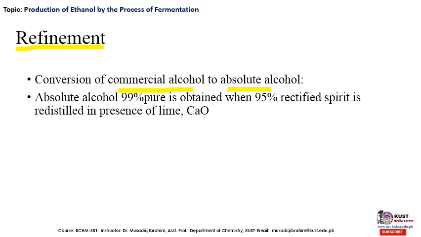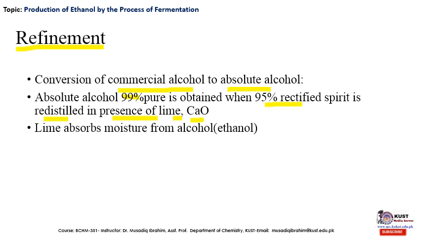So the absolute alcohol is 99% pure, and it is obtained by the process of redistilling the 95% rectified spirit in the presence of lime and calcium oxide. The function of lime is that it absorbs moisture from the ethanol, taking out the water molecules or moisture from the 95% alcohol and converting it into 99% absolute alcohol.